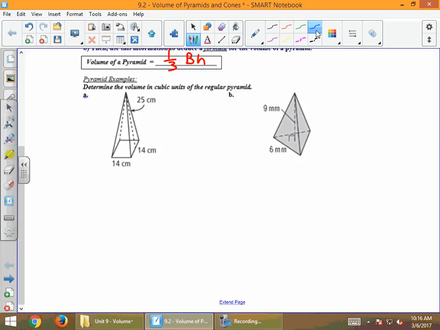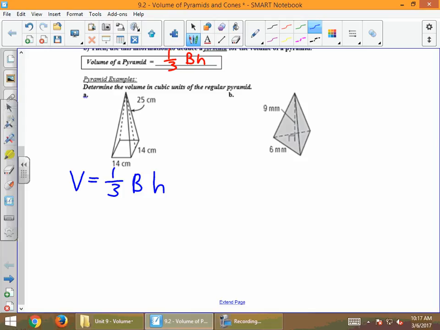Just like you should have done on the test, you should write down the formula. First, identify the shape. What kind of shape is this? It is a, what do we say it is? Pyramid. So, volume equals 1/3 big B times H. There's the formula, so the first thing you should do is always write down the formula.